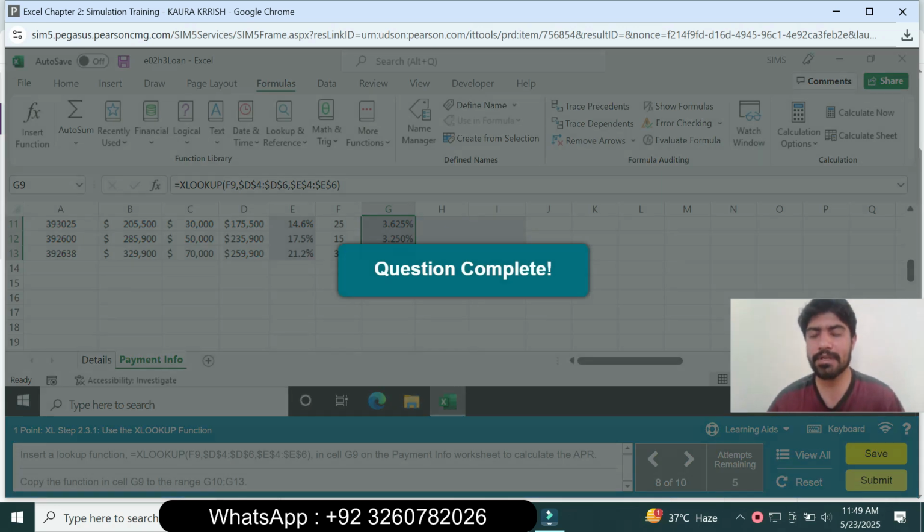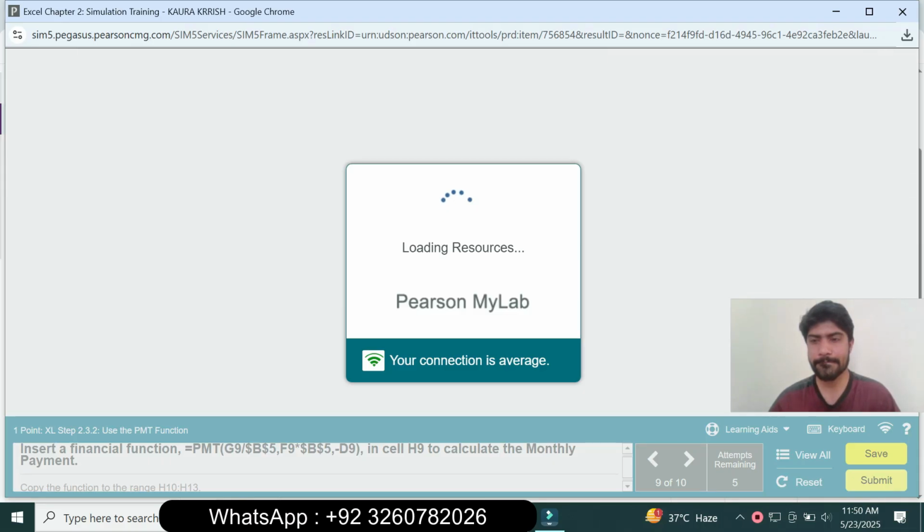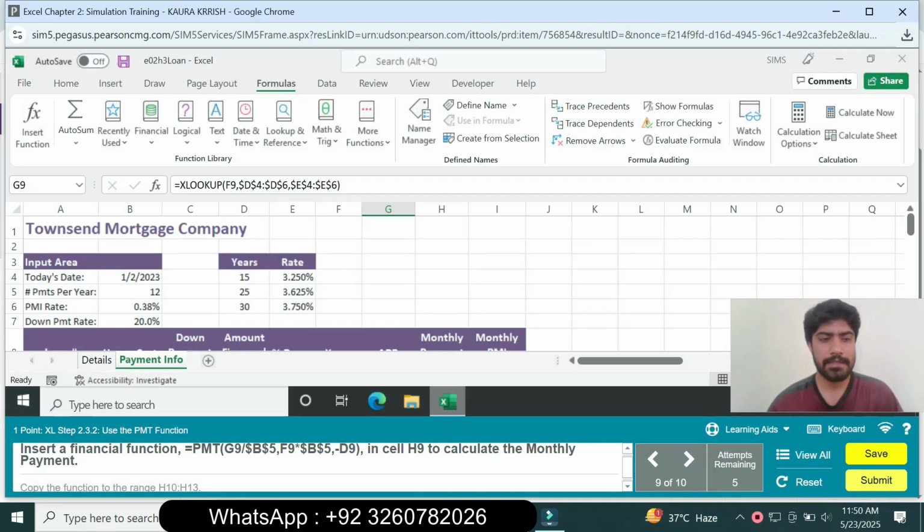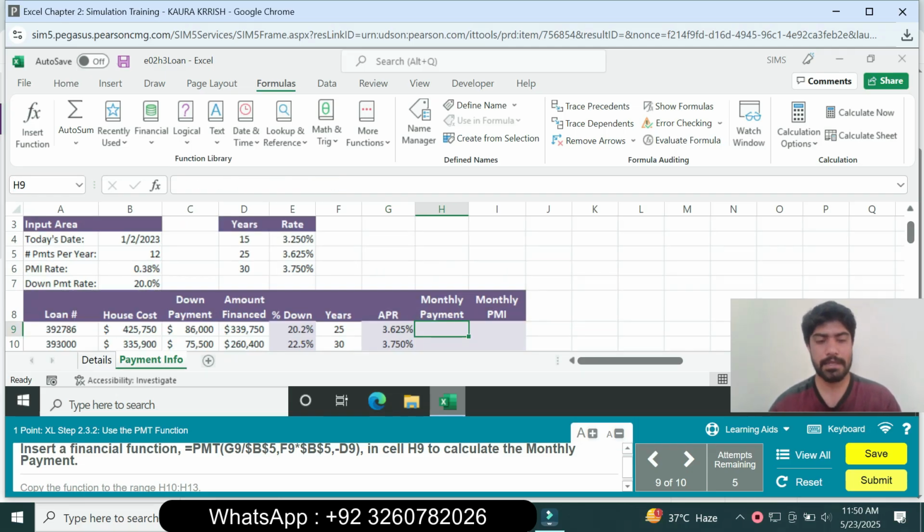We move to question number 9. So question number 9 is: insert the financial function PMT in cell H9 to calculate the monthly payments. So select H9 and press enter, and insert the PMT function: G9 divided by B5, F9 multiplied by B5, minus D9.